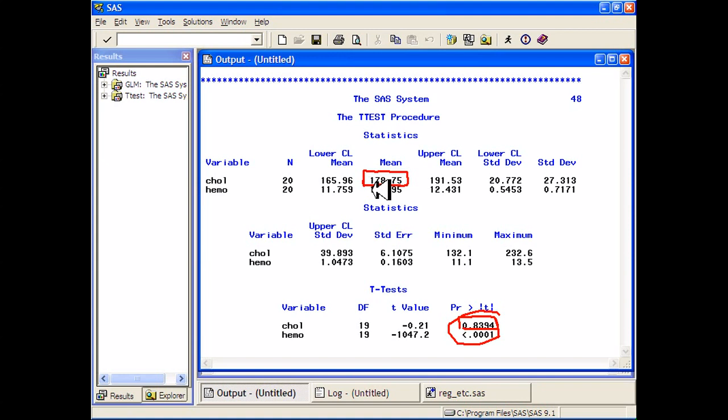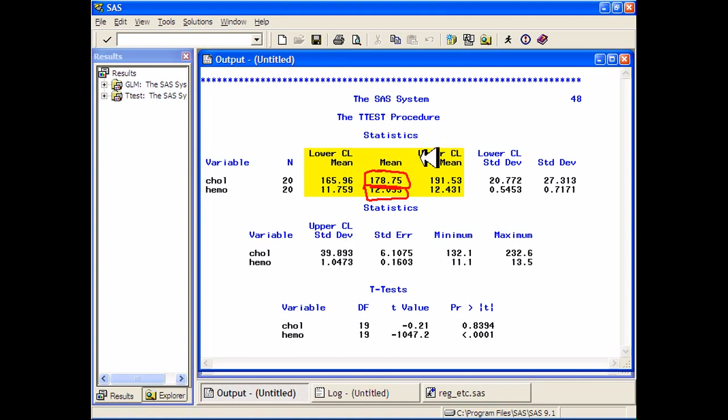I'm getting lower and upper confidence levels for the mean here. So this is the sample mean for the cholesterol variable. This is the mean for the hemo variable. And then these are lower and upper confidence limits for that mean. So this is your basic confidence interval. The default setting is alpha is 0.05. I'll show you how to change that in a second.